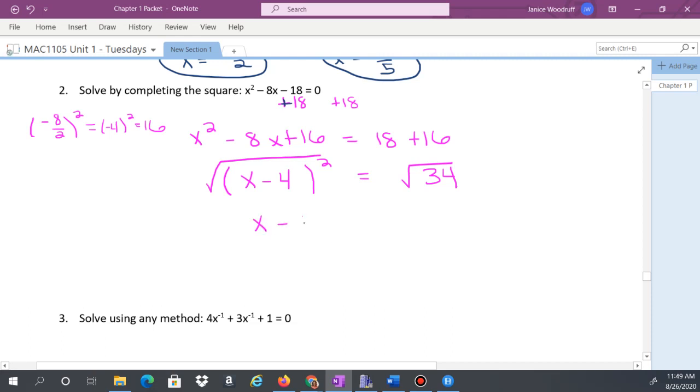Square root cancels the square out. x minus 4 comes out of the parentheses, equals plus or minus square root of 34. Solve for x, so we'll add the 4 to both sides. So we get a positive 4 over here. 4 plus radical 34. And I think 34 is 1 times 34 and 2 times 17, so I don't think there are any perfect squares that can go in. Did anybody find anything? No? So then that would be it. 4 plus or minus radical 34.